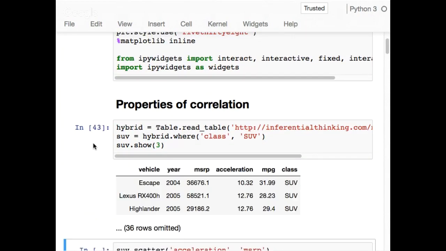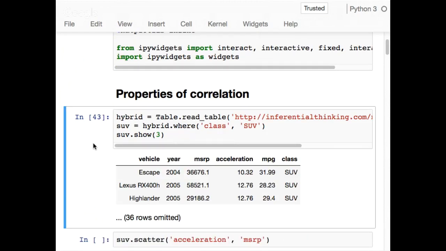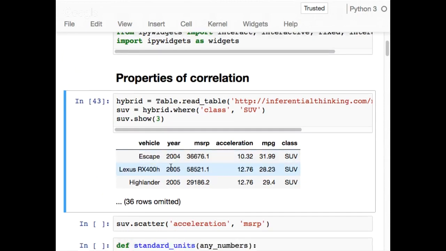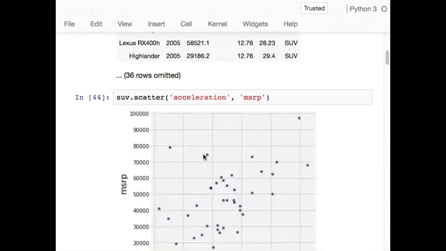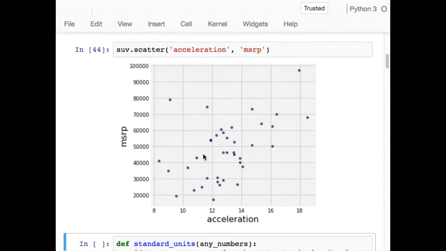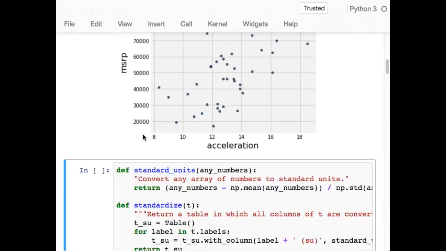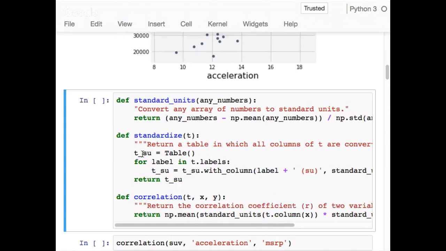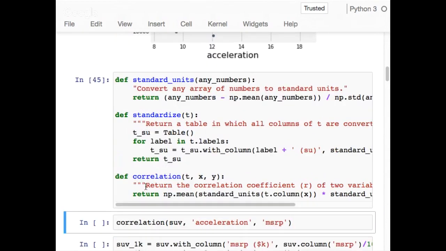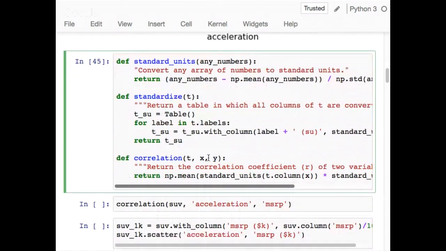Okay, so here we have hybrid cars, and I took just the SUVs. Okay, so here are just the SUVs as we did yesterday. If you recall, yesterday we looked at the relationship between acceleration and cost of the car. We saw that as a car gets faster and faster at accelerating, it costs more. I have also here the functions that we defined yesterday. Yesterday was such a fiasco for me that I just wrote it here. I'm pretty sure this works. So I'm just going to run that. So here's a correlation function that actually works, unlike the one I wrote yesterday. So here we have standard units, standardized correlation. We're going to use those to explore some data. Just know what they do.